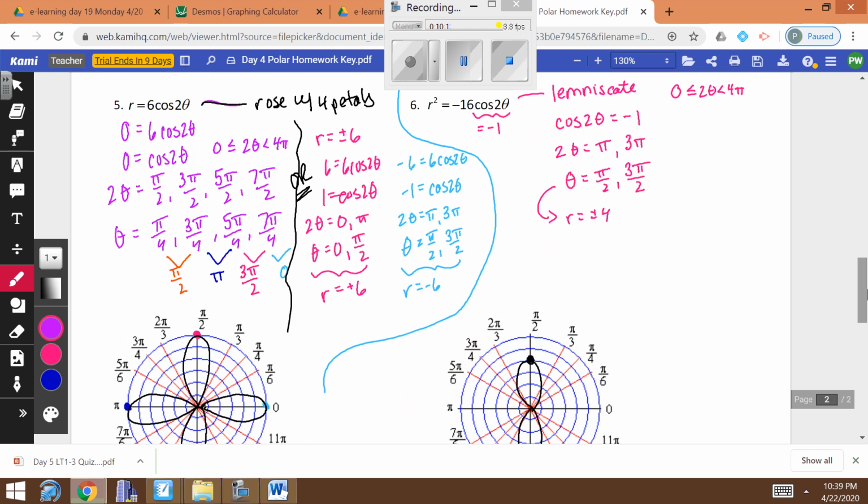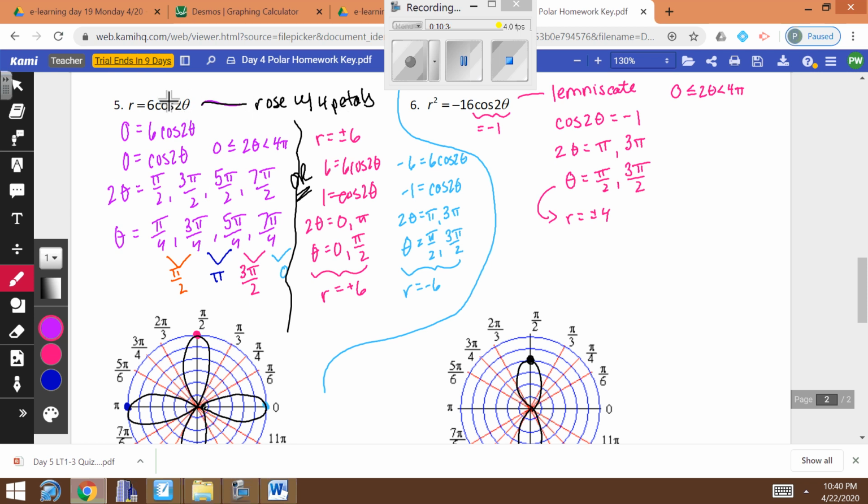Looking at number 5 here, we knew that this one is a rose, because it's not an r squared, so it's not one of our newer ones, the lemniscates. We know this one's a rose because it had the a value and it had a b value. Again, the more you practice these, the more you're going to be able to recognize that. So if there's a 2 theta here, we know it has 4 petals.